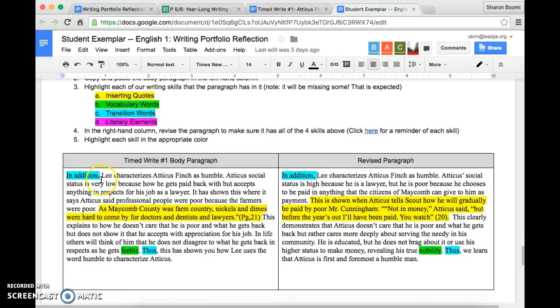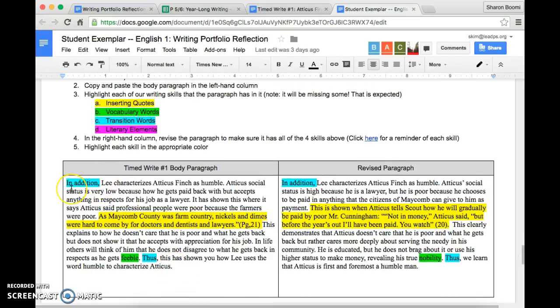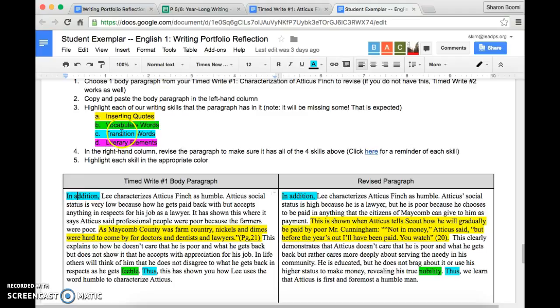I'm noticing here this person's copied in their body paragraph and they've highlighted the transition words that they used. They're highlighting whenever they used quotes. I'm noticing right here that they haven't inserted that quote correctly. Don't fix it in here. Don't fix anything here because you're going to revise it. So leave the errors as they are, even if you notice them. And vocabulary words. They don't have literary elements in here, so they're not going to highlight it, which is fine. It's okay if you don't have some of them.